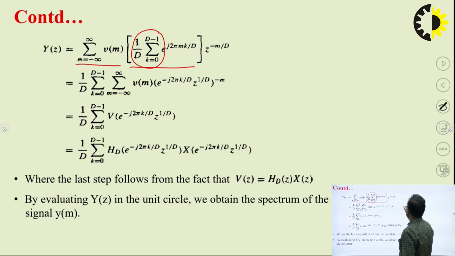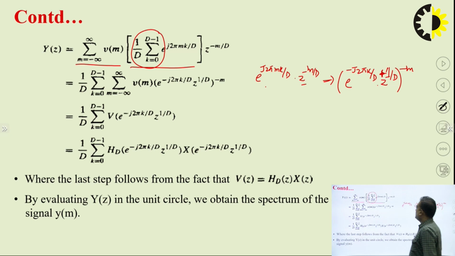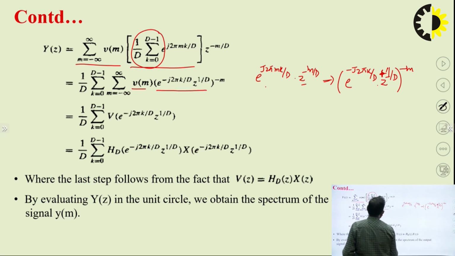So we have the terms e to the power j 2 pi mk by d into z to the power minus m by d. How can we write it? Like e to the power minus j 2 pi k by d into z to the power 1 by d, all raised to minus m. So you can see again you will get e to the power j 2 pi mk by d, and if we take the minus here, this will become plus, so this will become minus. Okay, so we can write it like this, vm times this raised to minus m.